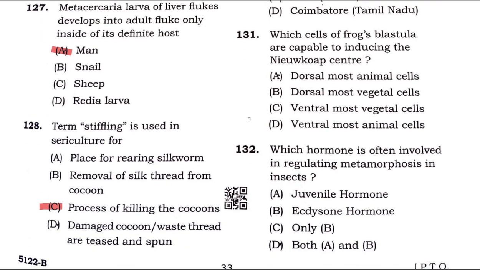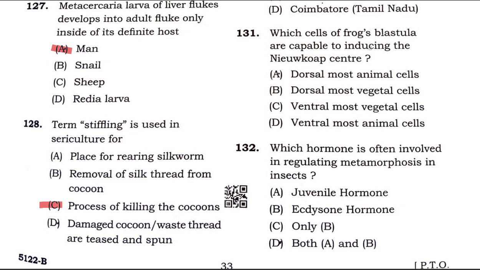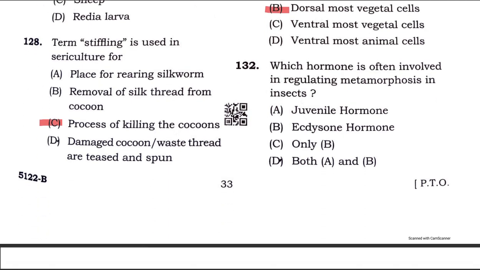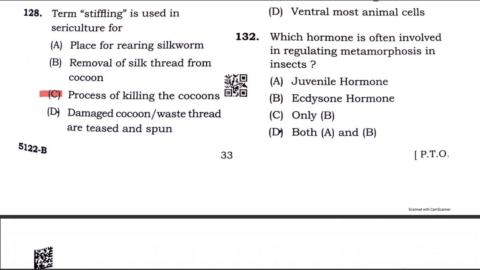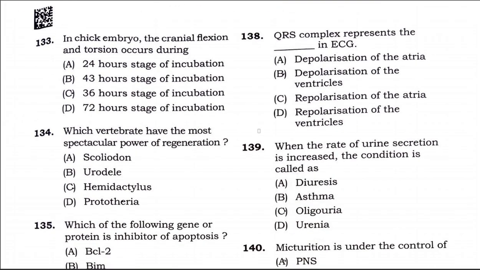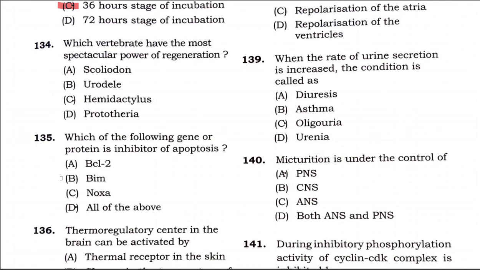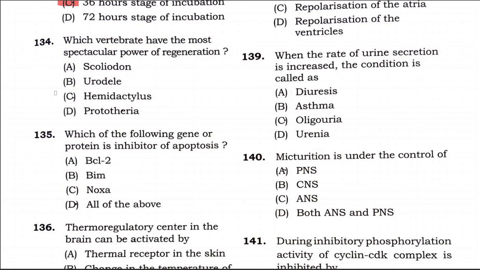Very tough question. Which cells of frog's blastula are capable of inducing the Nieuwkoop center? So these are the dorsal-most vegetal cells. Which hormone is often involved in regulating metamorphosis? Of course, the juvenile hormone and ecdysone. So these are the right answer. In chick embryo, cranial flexion and torsion occur during 36 hours. Which vertebrate has the most spectacular power of regeneration? Of course, the Urodela. Of course, Hemidactylus also has it, but it doesn't have as spectacular power as Urodela. Urodela contains amphibians like salamander.